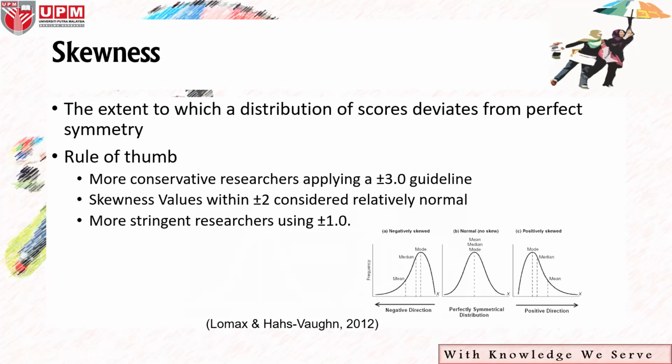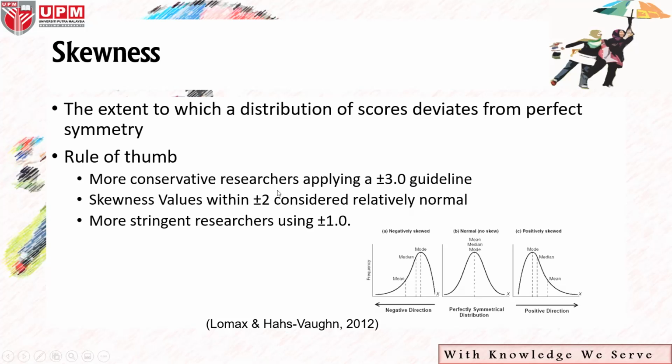Okay, so other than looking at the value of mean, median, and mode, we can check the data normality based on skewness value. Skewness ni referring to the extent to which a distribution of score deviates from perfect symmetry. So the rule of thumb dia ada 3. Either you use the most stringent one plus minus 1, plus minus 2 considered relatively normal, or plus minus 3.